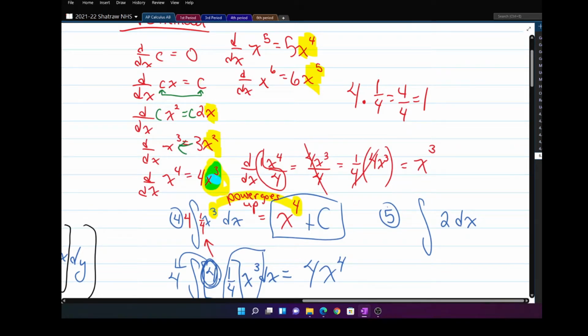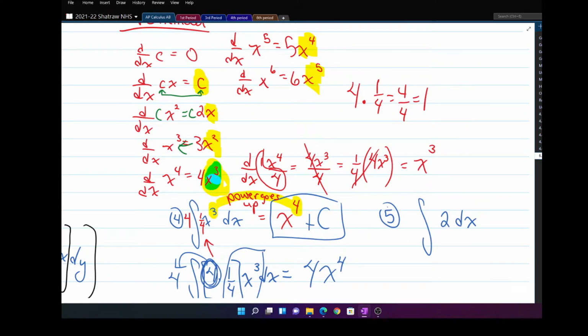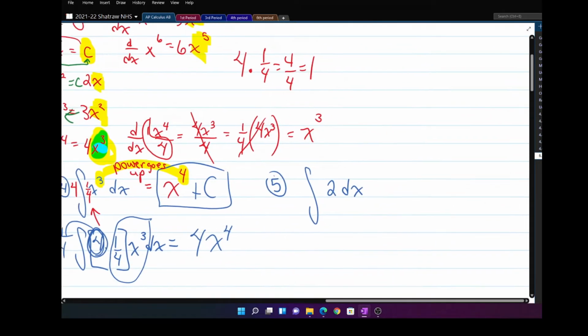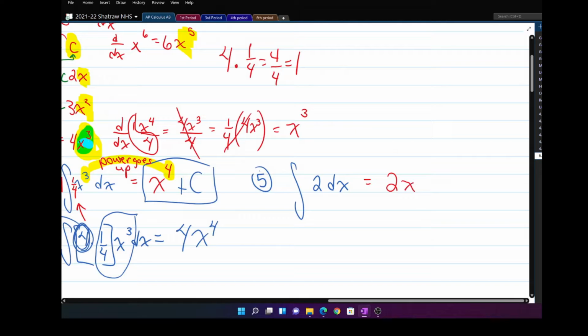So I just want to say, when do I just get a constant as an answer? Boom, I'm going to call that a c. That's just a constant. That's my answer. So if I want to go backwards, what would I get? I would have had something times x. So my answer here is going to be 2x, and then plus a c.